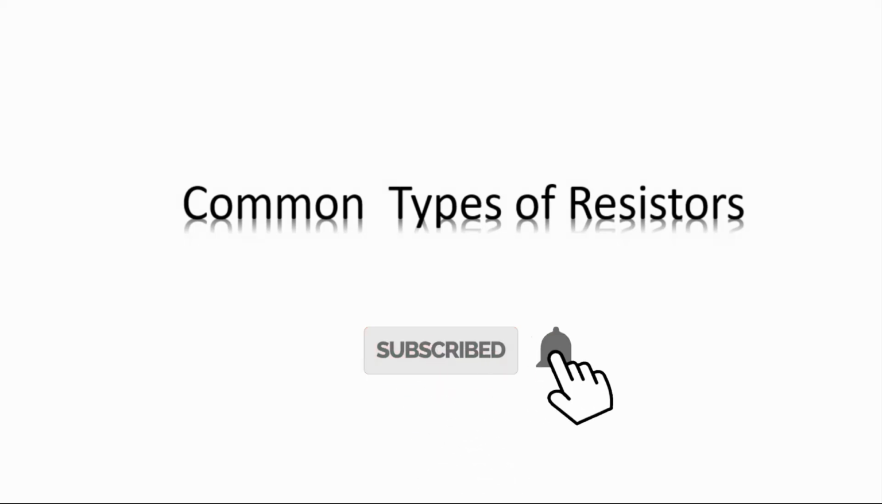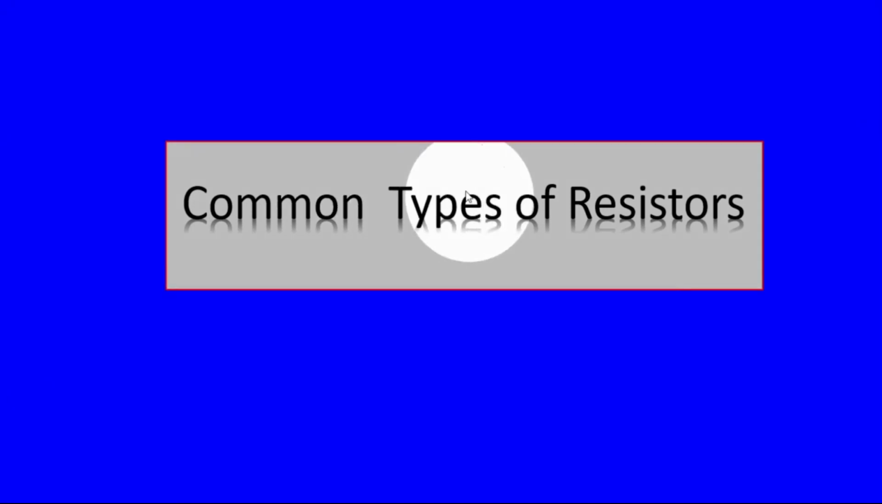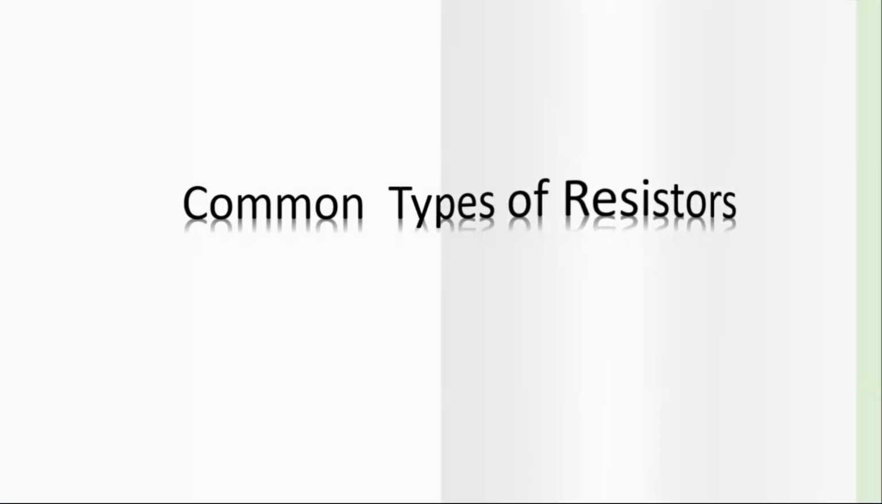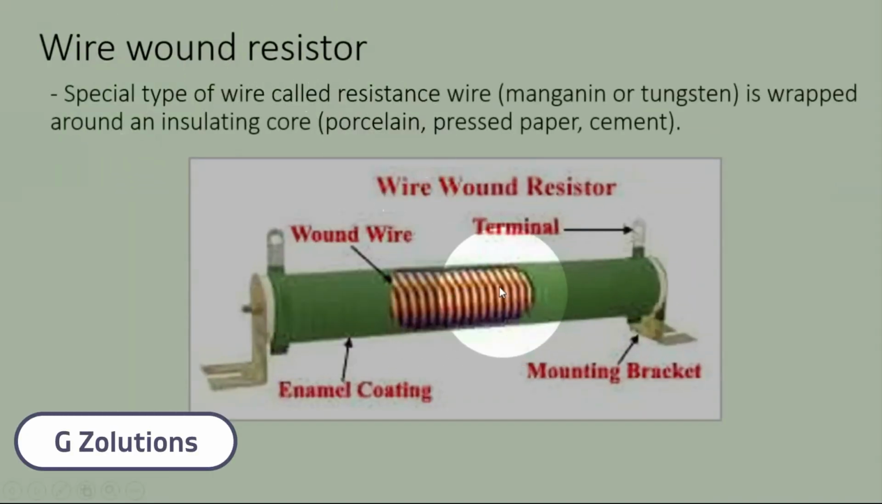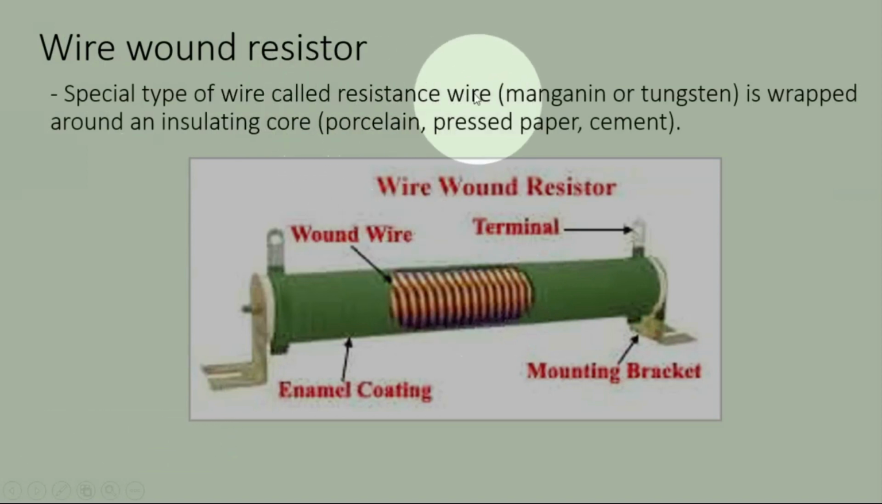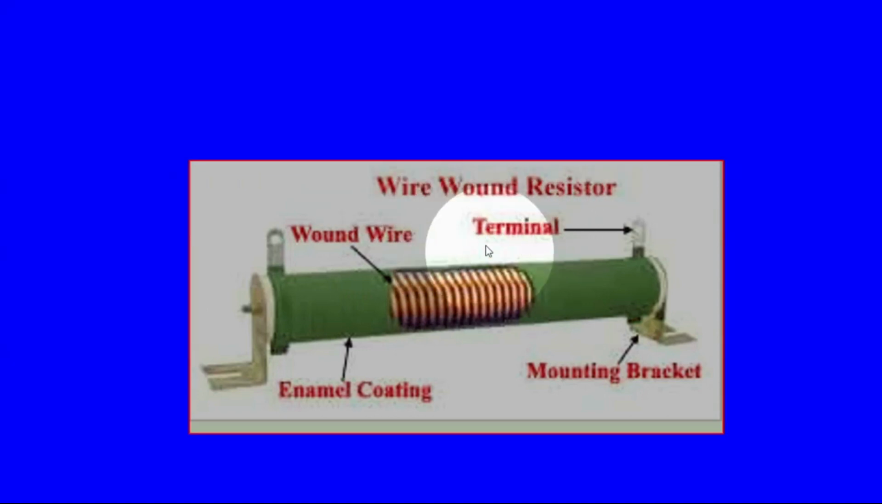Let us know more about the most common types of resistors, and one of them is the Wirewound resistor. You see here in the drawing there is a wire called resistance wire. Normally it is made of manganese or tungsten. It is wrapped around an insulating core. The insulating core is made of porcelain, pressed paper, or cement. So this is a typical figure of a Wirewound resistor.